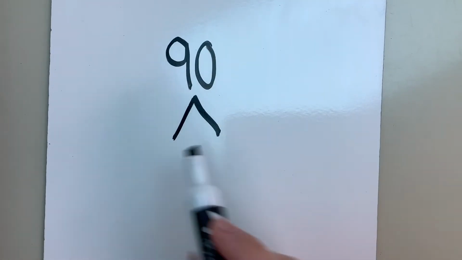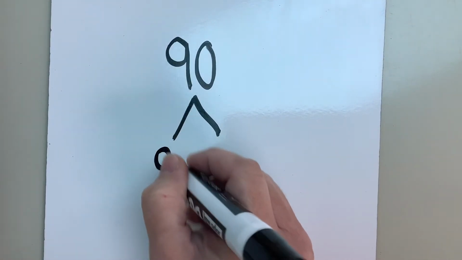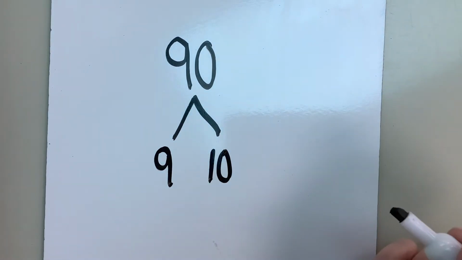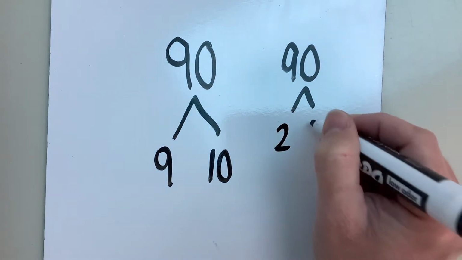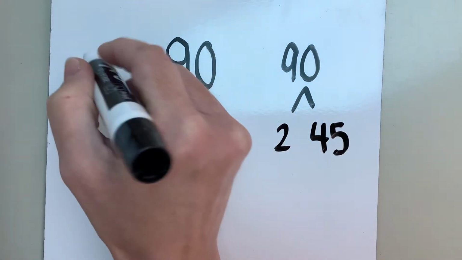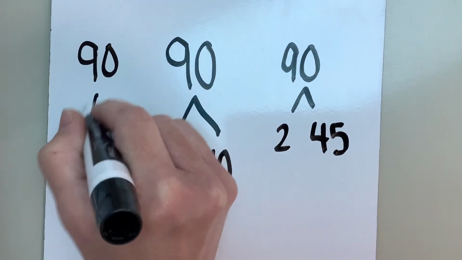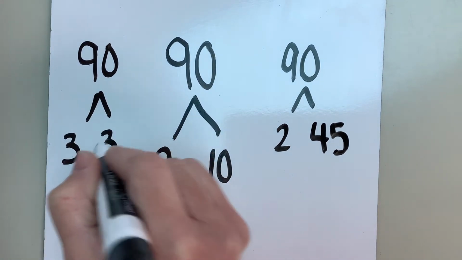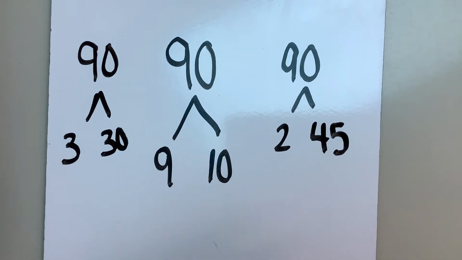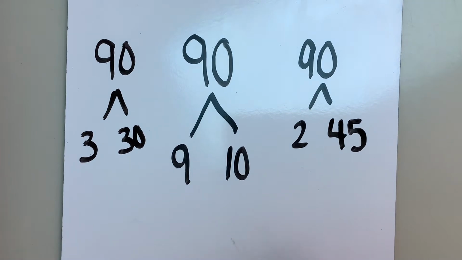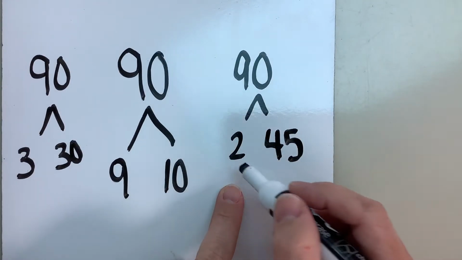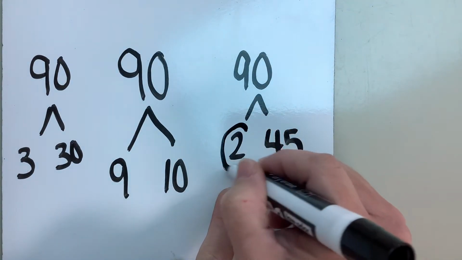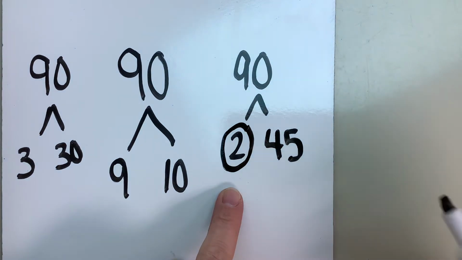In our factor tree, we could say 9 times 10 is 90. Now there are many other choices, so you could have done 2 and 45. You could have done 3 and 30. And there are others, but these are just the 3 that I can fit right here on my paper. Whichever one you want to start with, let's say we started with this one. 2 is a prime number, so I'm going to circle that. That is called the leaf.